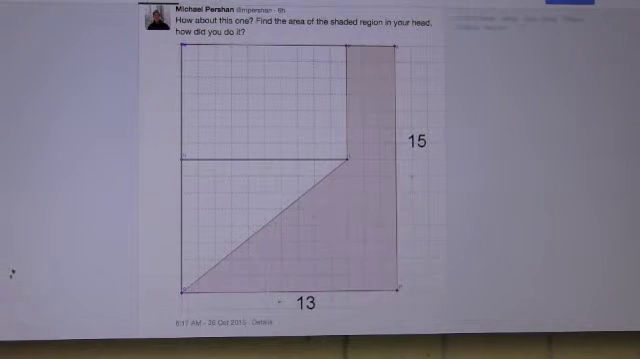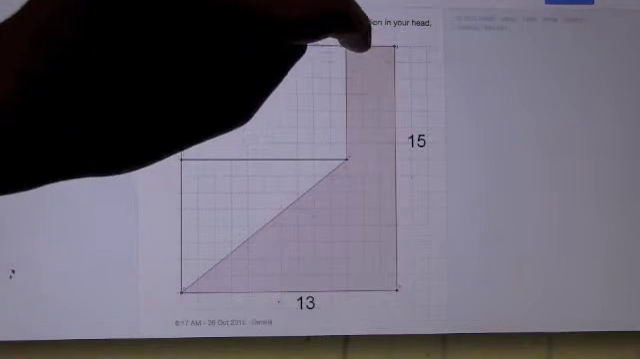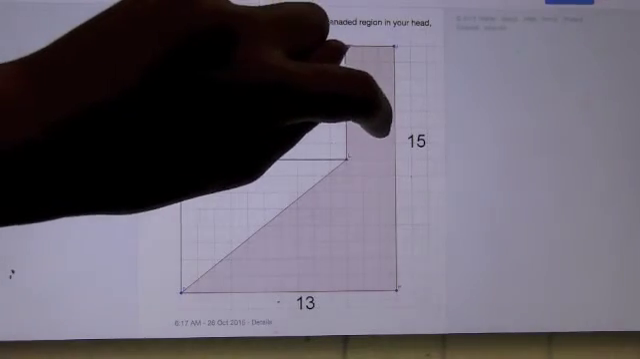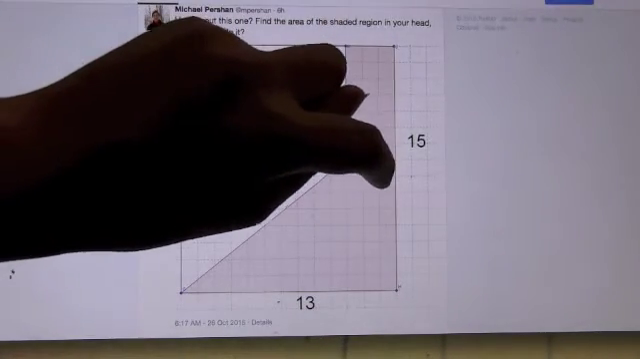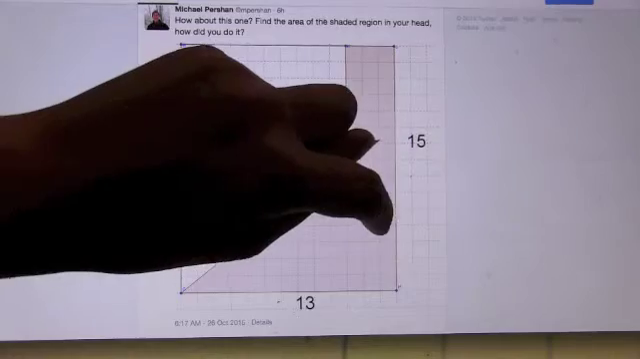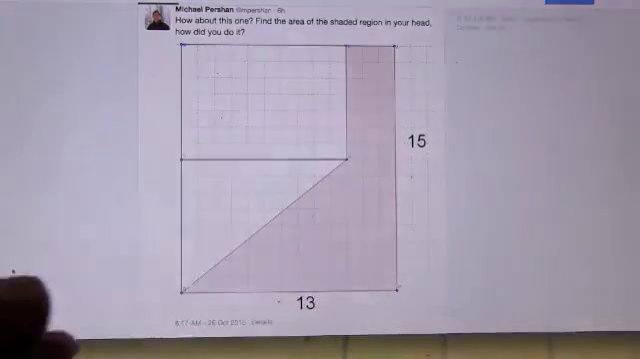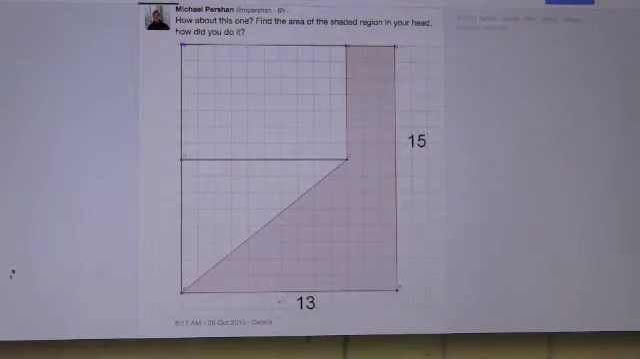Well, you can just start counting them. Maybe starting up here. 1, 2, 3, 4, 5, 6, 7, 8, 9, 10, 12, 13, 14, 15, 16, 17, 18, 19, 20, 21, 22, 23, 24, 25, 26, 27, 28. Okay. 28 counting down there.